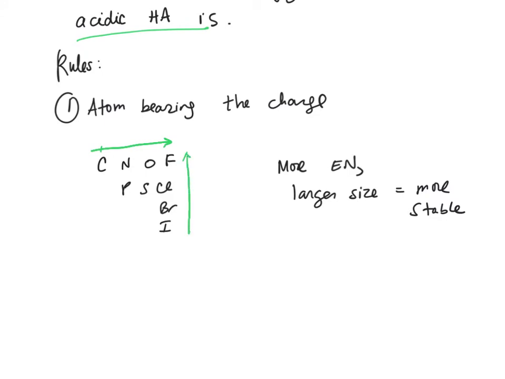an X or an HA unit is, the more stable the conjugate base is. So, for example, we know that hydrofluoric acid is more acidic than water, right? And we can follow that through the entire first row and the second row.